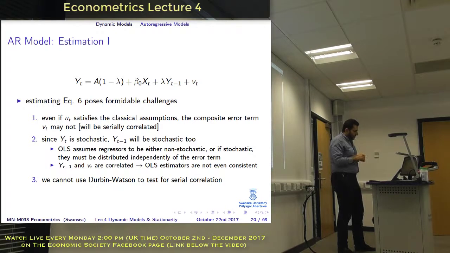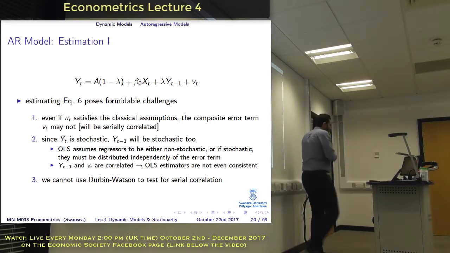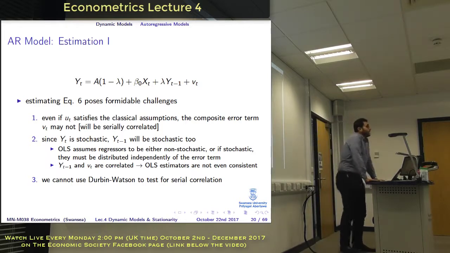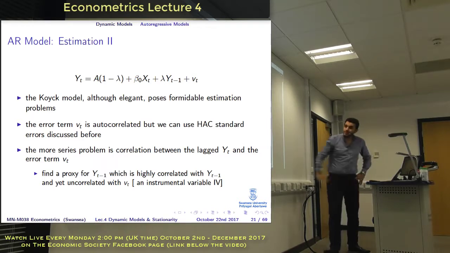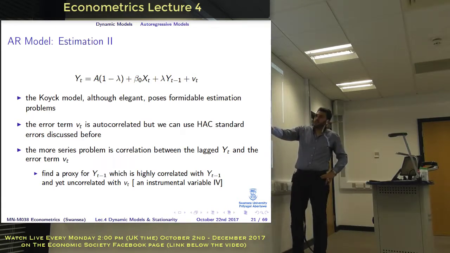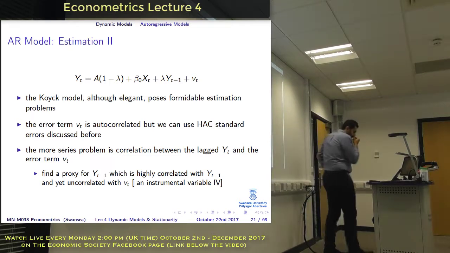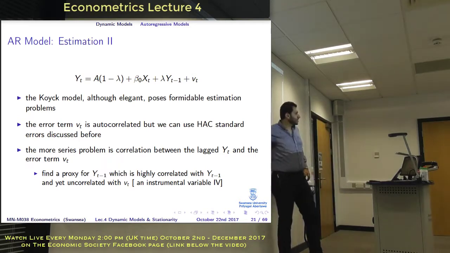Okay, so this is another problem. The first one, related to serial correlation, is not really a key problem, but this is the main problem. So if you want to estimate an autoregressive model in this form, then as I said, you can use heteroscedasticity and autocorrelation consistent standard errors. This is something we discussed before to deal with the first problem. The more serious problem is with Y_t minus 1, because it is likely to be correlated with the error term. And the way to deal with that is to find a proxy.